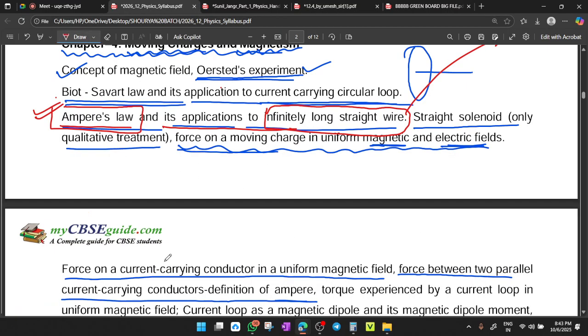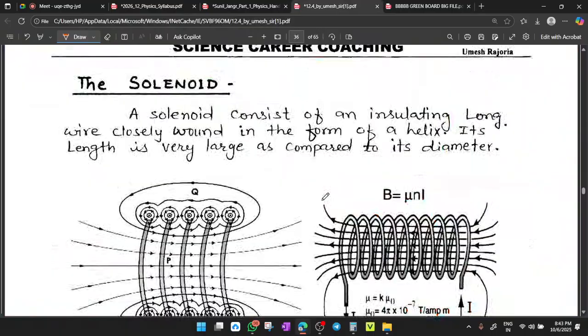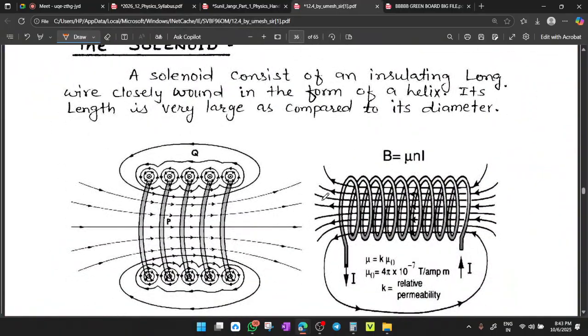So moving to the next topic. Next topic is Ampere's law, using Ampere's law and its application for a straight solenoid, only qualitative treatment. So next, solenoid. A solenoid consists of an insulating long wire closely wound in the form of a helix. Its length is very large as compared to its diameter, meaning the diameter of the solenoid is very small compared to its length.